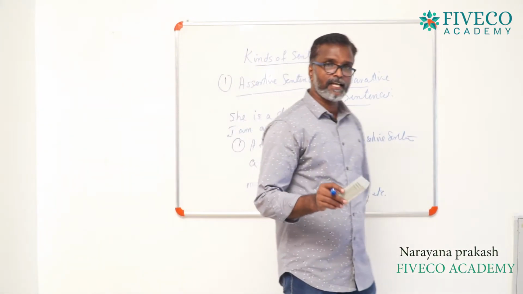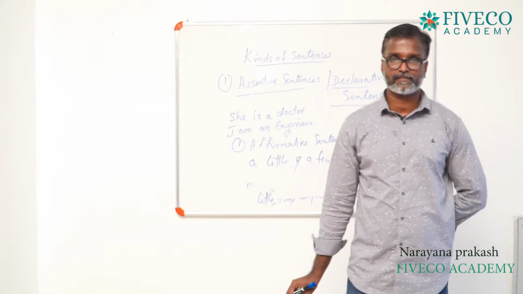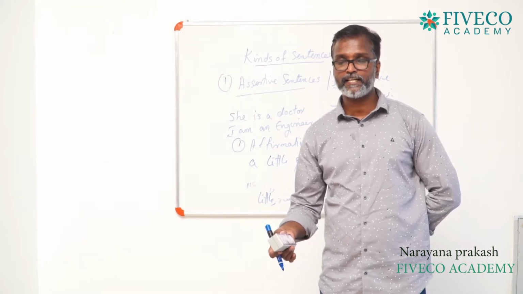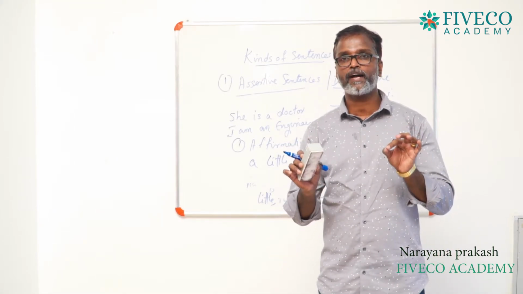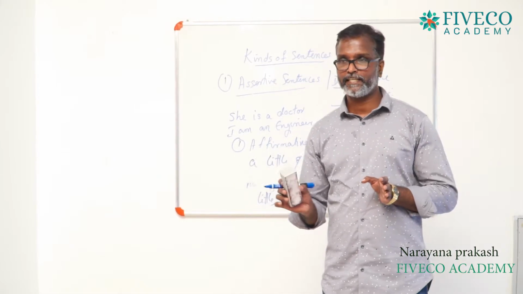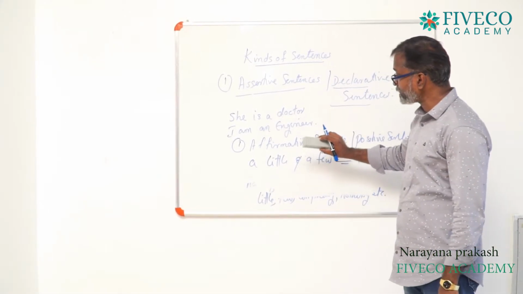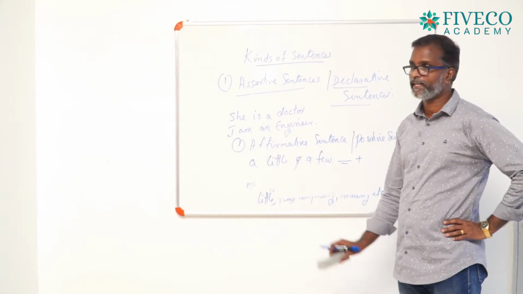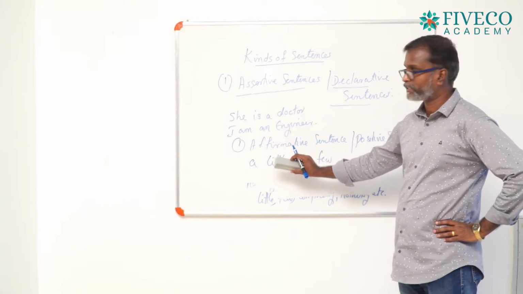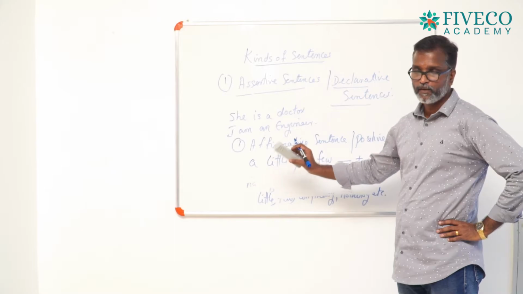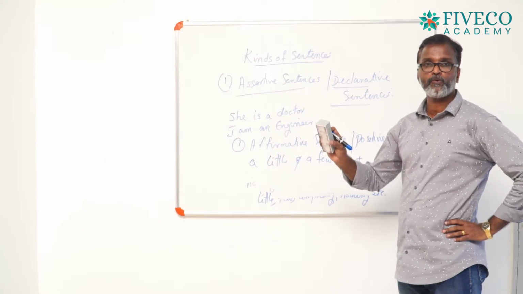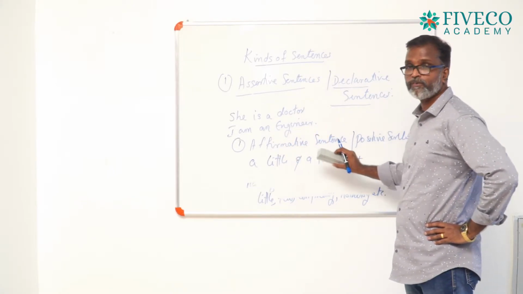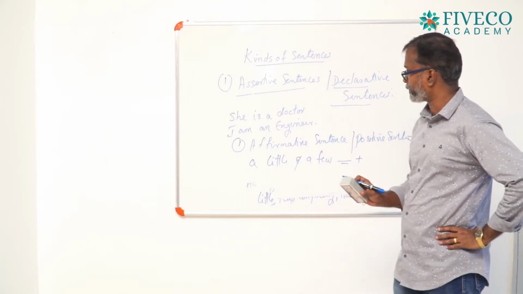For example, there is little water in the glass. You will be confused. There is little water in the glass. That means there is no water in the glass. The sentence is negative. But if you use there is a little water in the glass, the sentence is positive. So don't forget, little and few give you negative meaning, whereas a little and a few give you positive meaning.